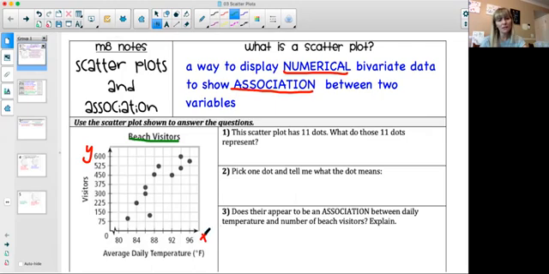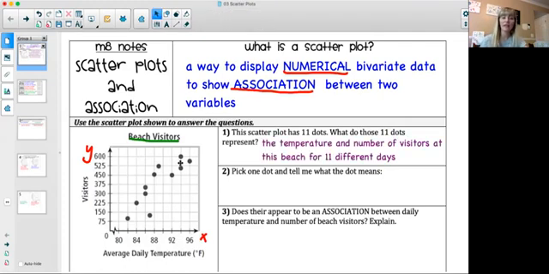Okay, then I'm going to look at the x-axis. So here's one variable down here. Bivariate means two variables. So one variable down there is telling me the average daily temperature. And then on the y-axis, I have the actual number of visitors. So the fact that this scatter plot has 11 dots tells me that this is showing me 11 different days. Those 11 dots are telling me the temperature and the number of visitors at whatever beach this is. I don't know what beach it is, but it's telling me the temperature and the number of visitors at this particular beach for 11 different days.